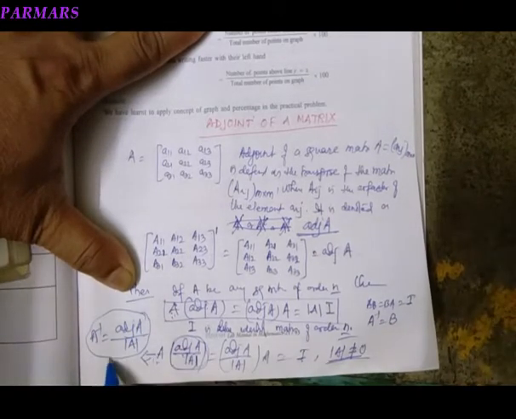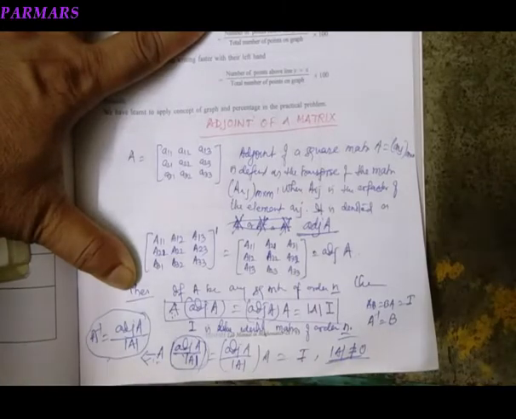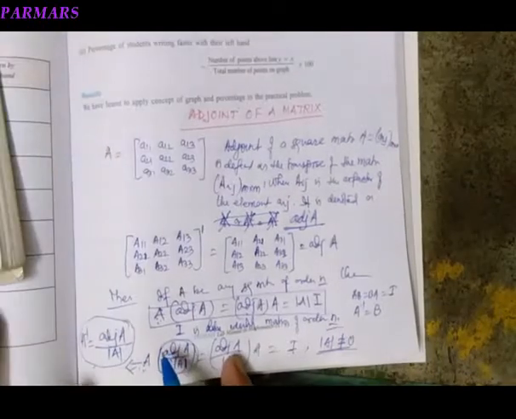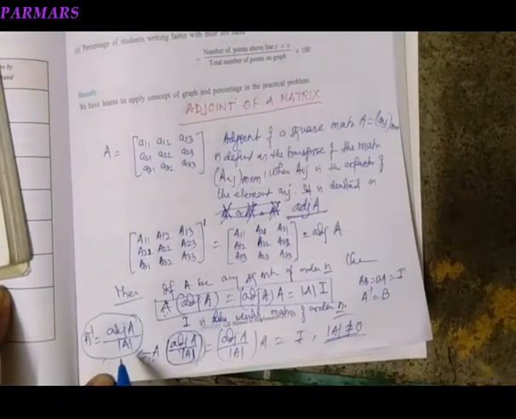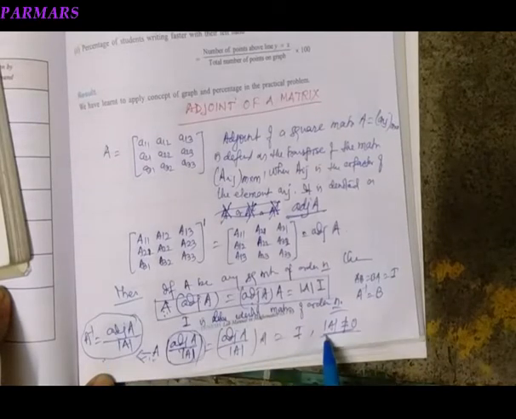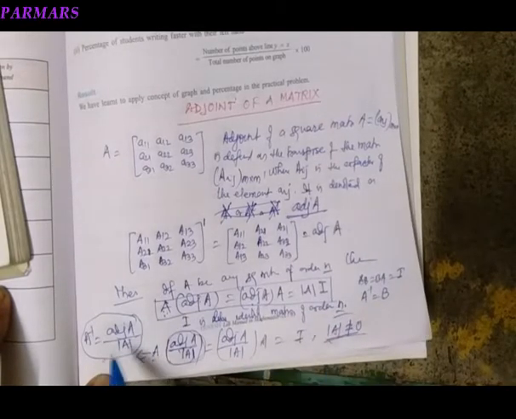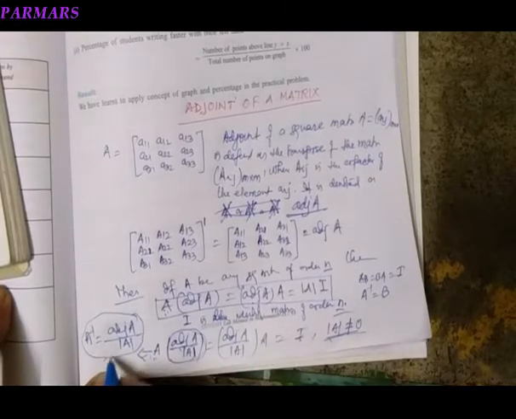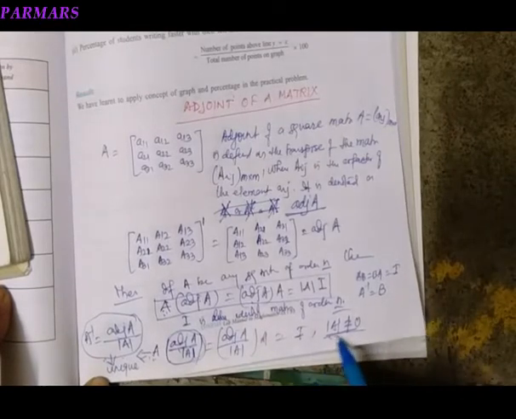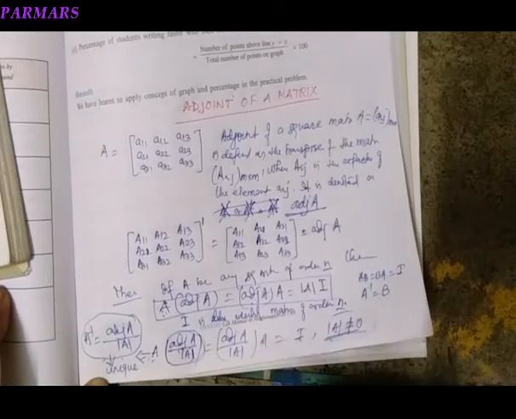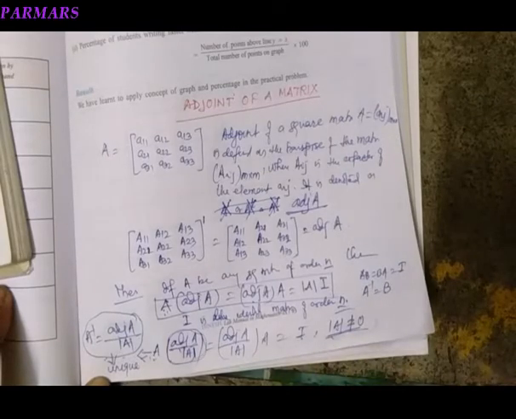This is used in the matrix method to solve a system of linear equations in two variables as well as three variables. Certainly the formula is A inverse is equal to adjoint A by determinant A, so the determinant must not be equal to 0, otherwise we are not going to get a solution, and this solution will be unique. Now the question becomes, what happens if determinant A is 0? You will see in the next part.